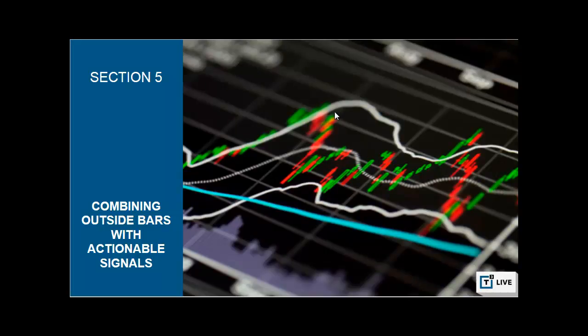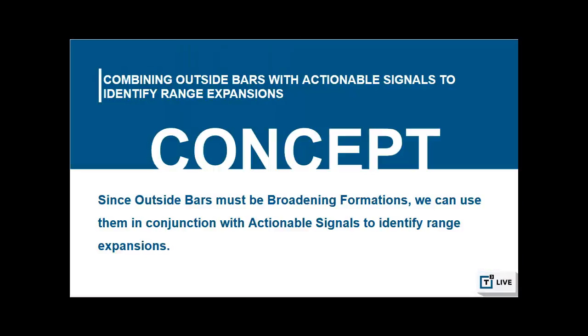Section 5, combining outside bars with actionable signals. All right, once again, since outside bars must be broadening formations, we can use them in conjunction with actionable signals to identify range expansions. Right? So as we've been looking at, we want to use them to identify when they're coming back into the range to go test the other side, or when things are really moving and they're actually expanding. Right? That's what we want as well.